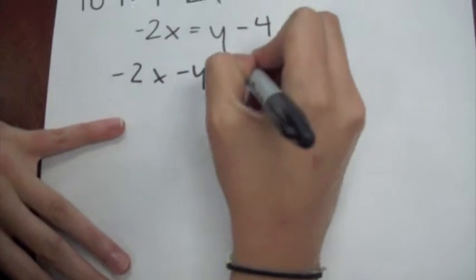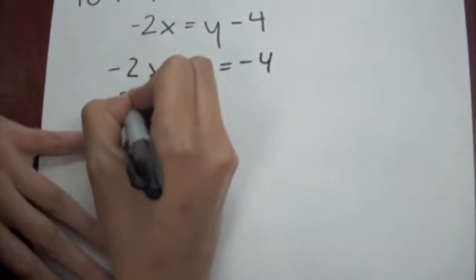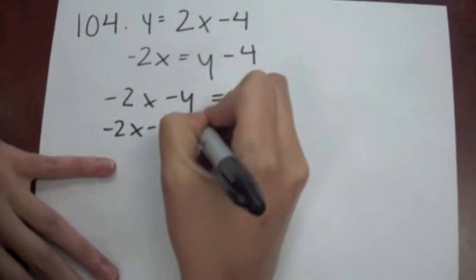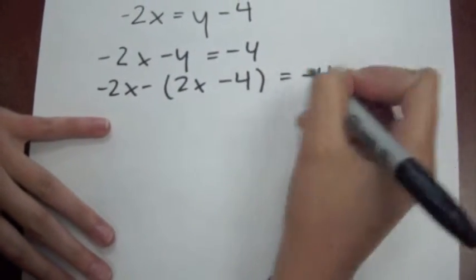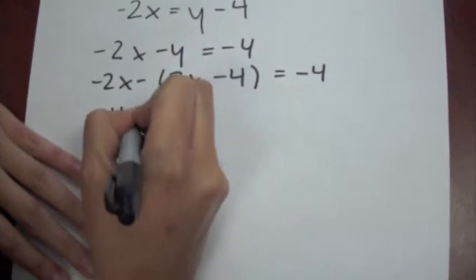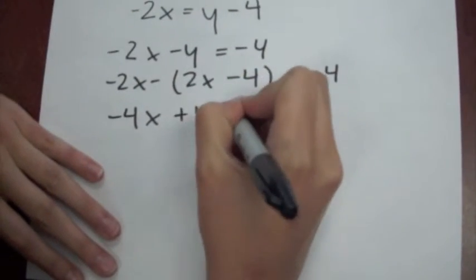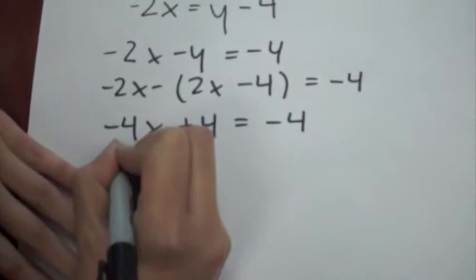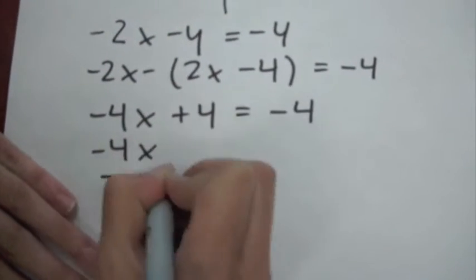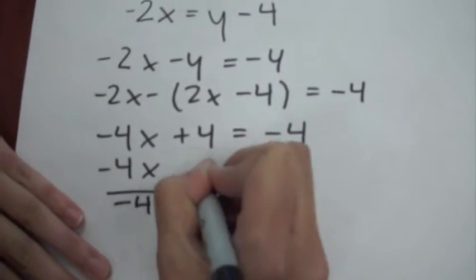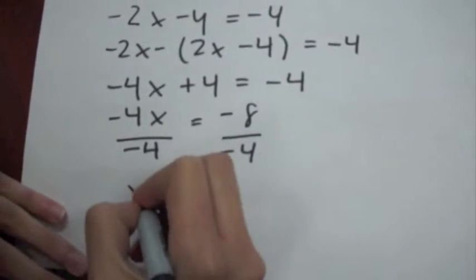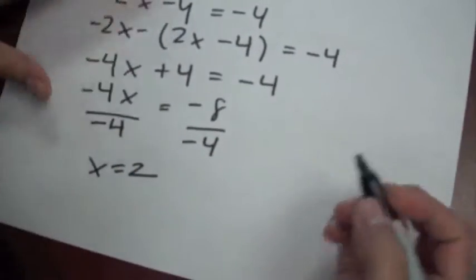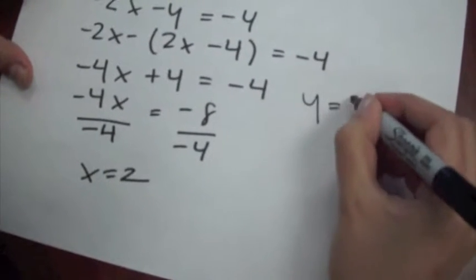First, move both variables to the same side. Now substitute y with its value. Now multiply by the parentheses. Once you got your equation, you need to isolate the variable by using the opposite operations. As you can see, x equals 2.